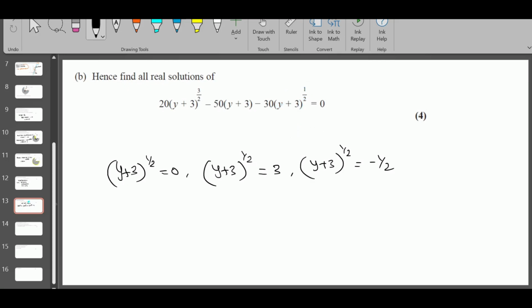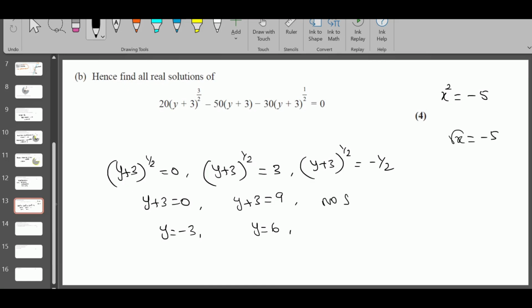Okay. For the first one, square both sides. Y plus 3 is 0. Y is equal to minus 3. Here square both sides. Y plus 3 is equal to 9. Y is equal to 6. Okay, here you cannot just square it because there will be no solution for this actually, power half. So whenever you get x square is equal to a negative number or x power half is equal to a negative number, you should write no solution.